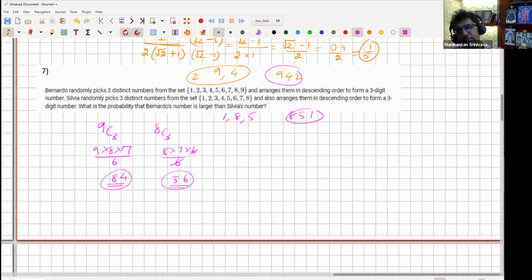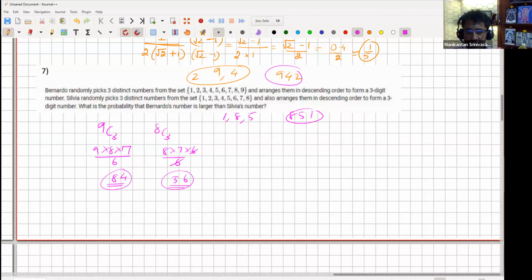Why did he come up with 100? So I thought that because he has a 9, he can go all the way from 900 to 999. But oh no, wait, here it's distinct numbers, so he can't repeat. 3 distinct numbers. Yeah. Okay.